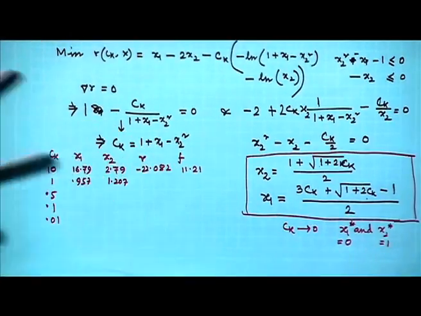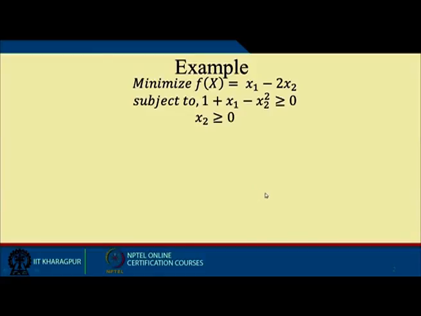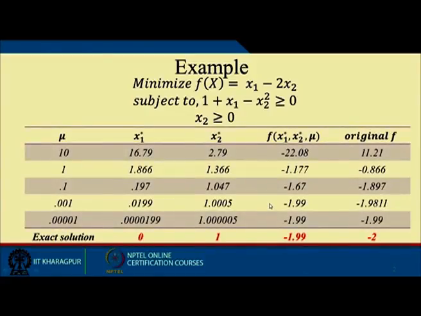If I summarize everything here, then we will get the values as this. For different values of mu, just to see that this is converging: x1 is converging to 0, x2 is converging to 1, and the r value is converging to minus 2, and the f value is converging to minus 2.